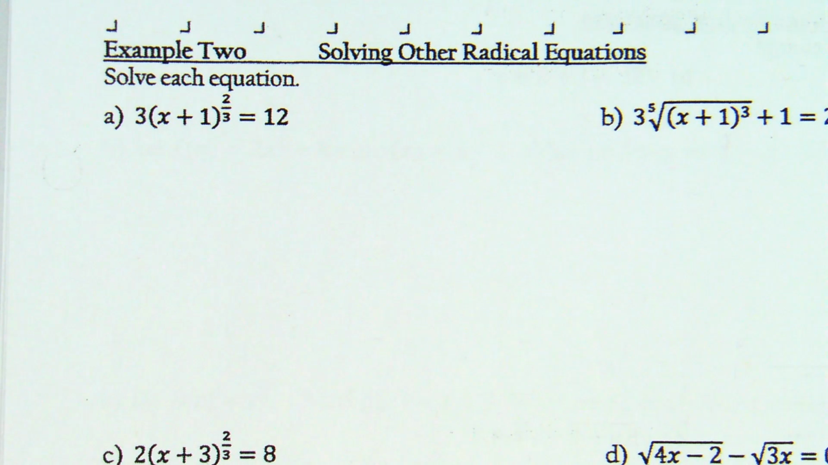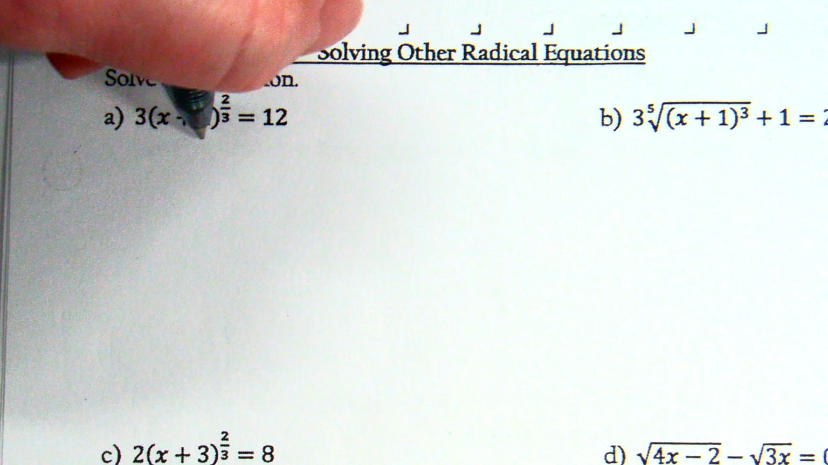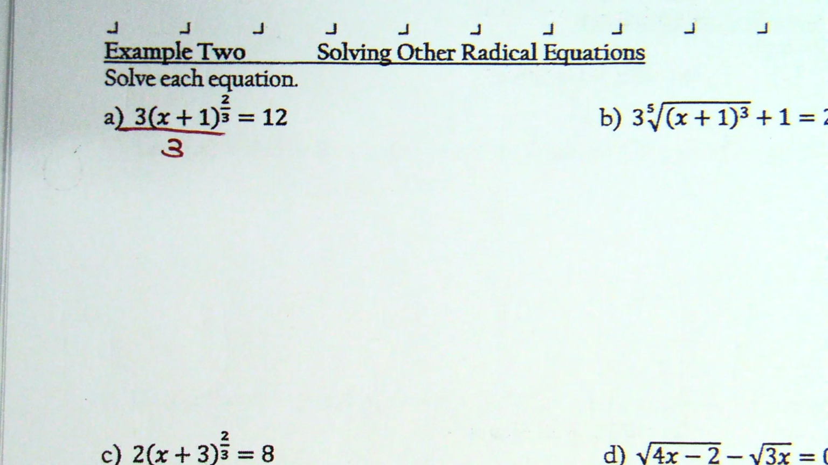Now, same first step. Is my radical isolated? Or in this case, it's not so much radical as the parentheses. Are they isolated? Okay. So to get rid of that 3 that's out front, it's 3 times that parentheses raised to a power. So to move that 3, divide the 3. If you divide by 3 on the left, divide by 3 on the right.